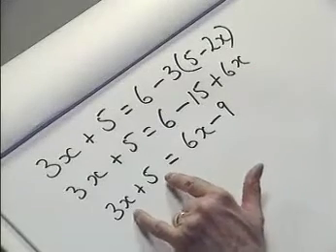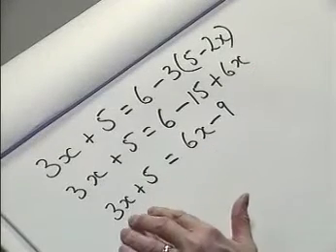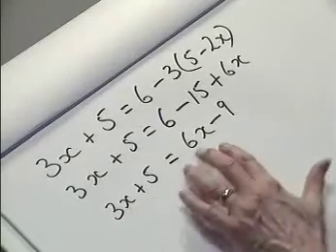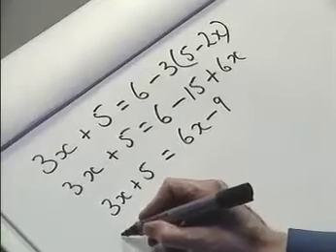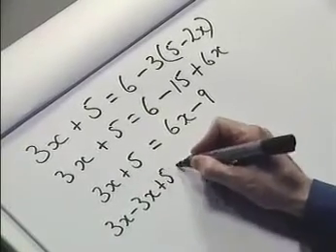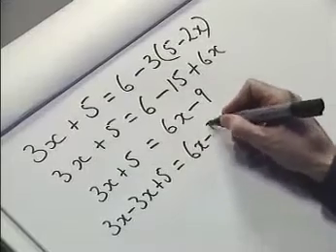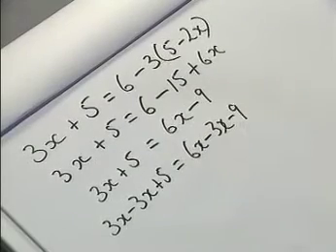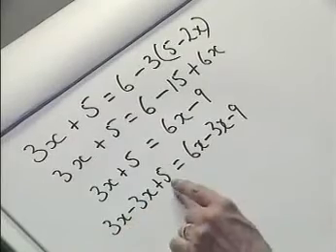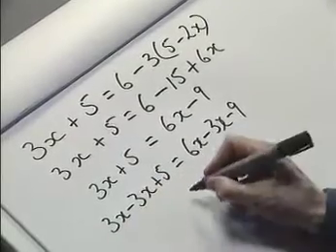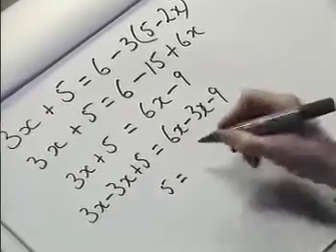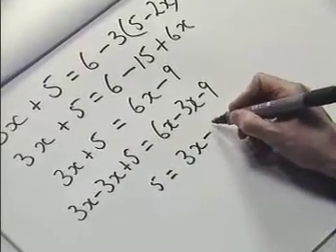Now, one of the things we would want to do is to try and get all the x's together. So we have a 3x here and a 6x there. So we'll take 3x away from each side. So that's 3x take away 3x plus 5 equals 6x take away 3x minus 9. 3x take away 3x, the x's go, we've none left, and then we've got this 5 is equal to 6x take away 3x, that's 3x again, take away 9.